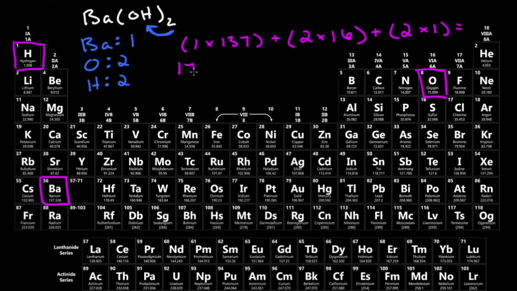So this is 171 atomic mass units, or we could call it a gram per mole. The units are exactly the same. A gram per mole and an atomic mass unit, those mean the same thing. So that's how you're going to find a molar mass. Let's go ahead and try to do some more of these problems. We'll do practice question number 2.